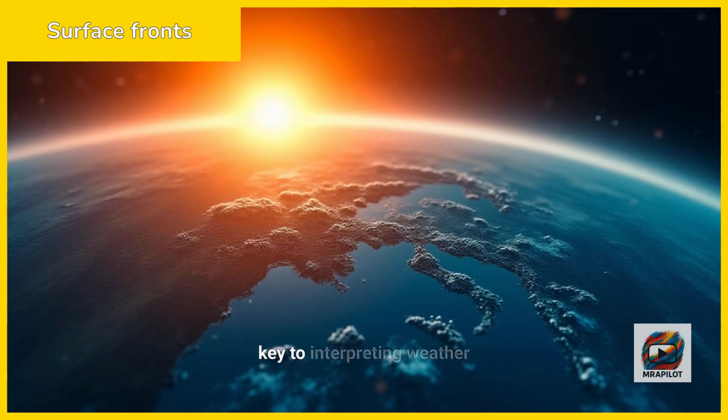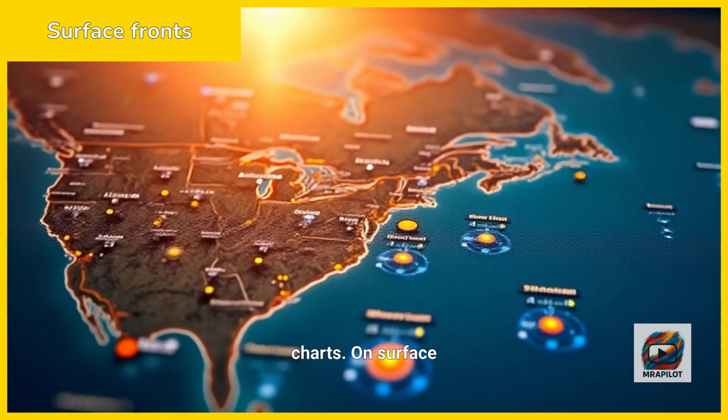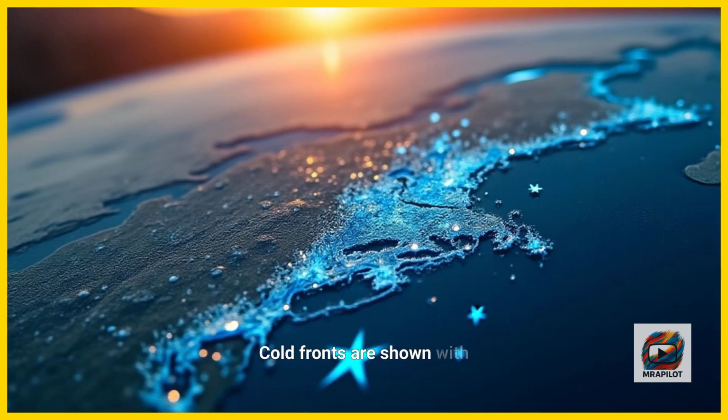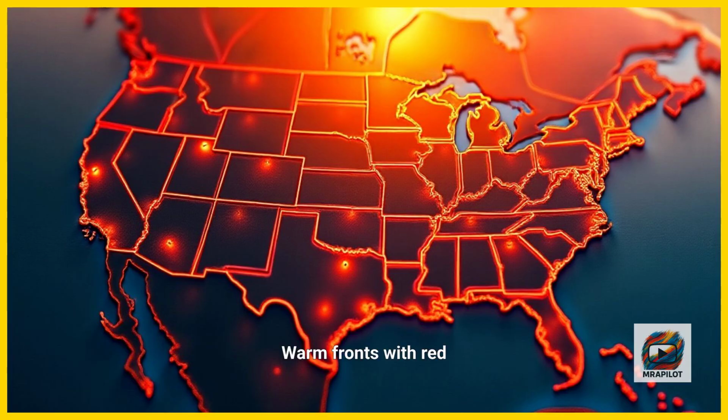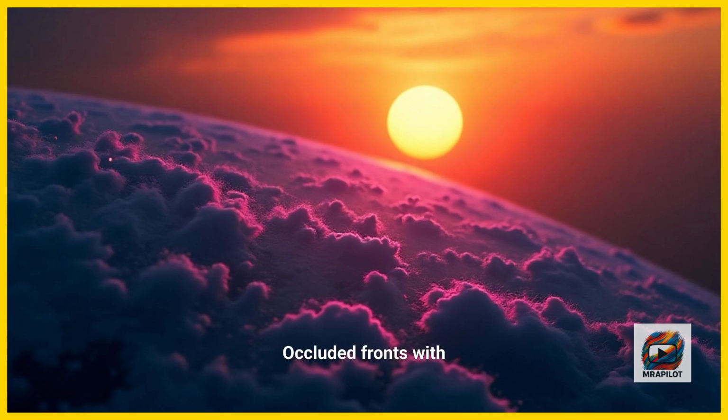Understanding fronts is key to interpreting weather charts. On surface analysis maps, cold fronts are shown with blue lines and triangles. Warm fronts with red lines and semicircles. Occluded fronts with purple lines and alternating shapes. Stationary fronts have alternating red-blue lines.